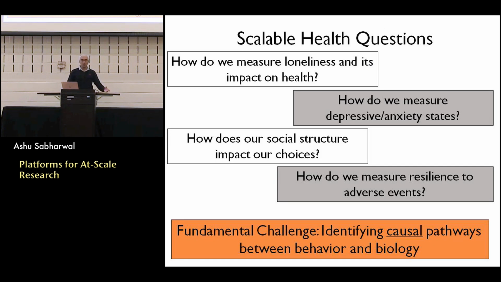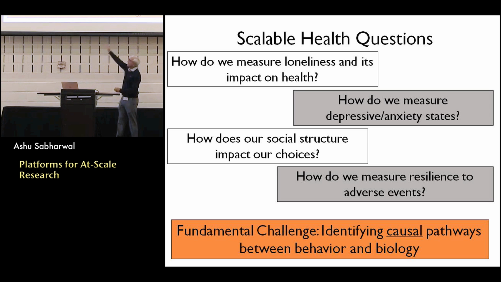How do you measure loneliness and its impact on health? These are asked from an engineer's point of view. When we say measure, we want a sensor, we want a variable, we want something which is automated. How do we measure depressive anxiety states? How do we understand how social structure impacts our choices? And then, of course, as I said, how does resilience measure adverse events?